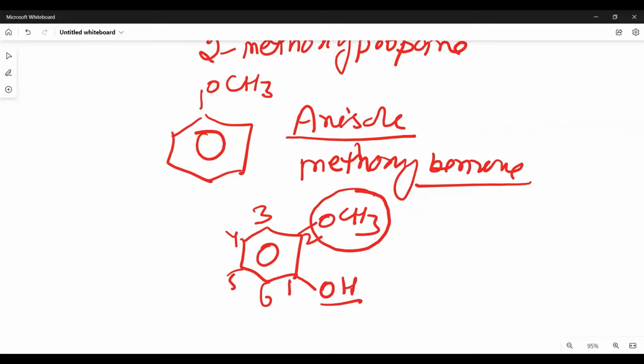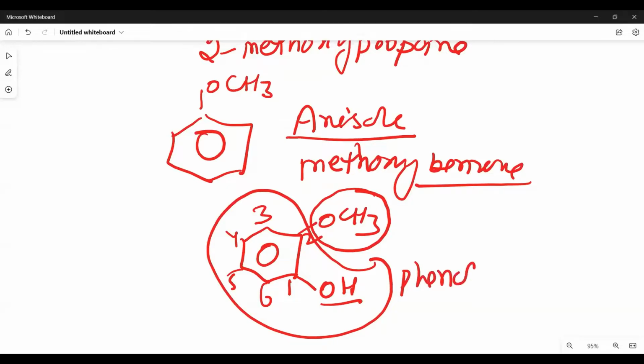And when the benzene will contain OH group, this is called phenol. Phenol और hydroxybenzene. Phenol भी कह सकते हैं और hydroxybenzene भी कह सकते हैं. So it is 2-methoxy. Second position पे methoxy group है, तो it is 2-methoxy phenol और 2-methoxy hydroxybenzene. So anything you can write. So it is 2-methoxy phenol for this particular compound.